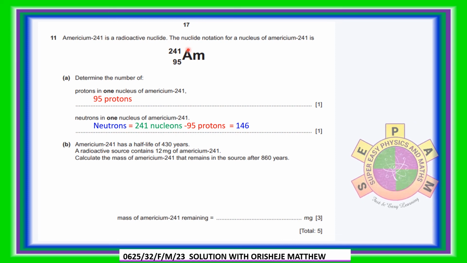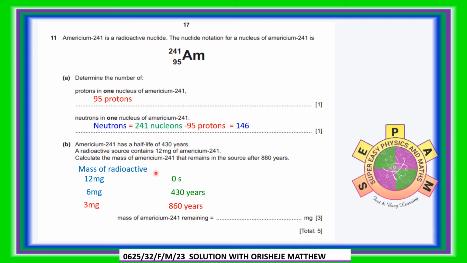Then the nuclide has a half-life of 430 years. A radioactive source contains 12 milligrams of the nuclide. Calculate the mass of nuclei that remain in the source after 860 years. So to do that, you have to see how many half-lives are in 860 years. So the mass at the beginning, at 0 seconds, is 12 milligrams. After the first half-life, it will reduce by half. Then the second half-life, it will reduce to half. So what is the mass that is remaining after two half-lives?